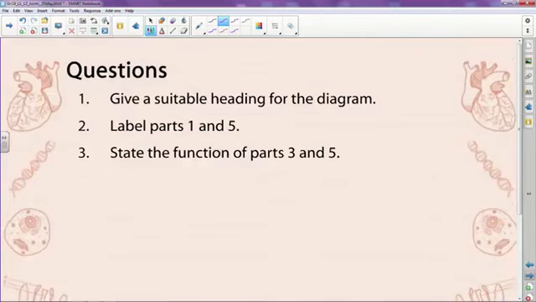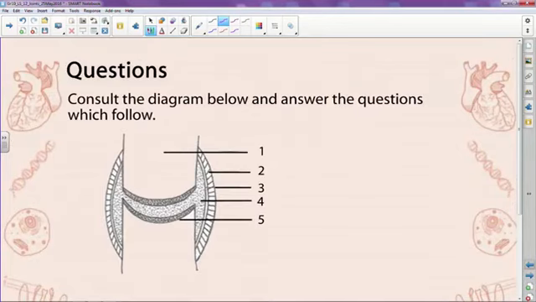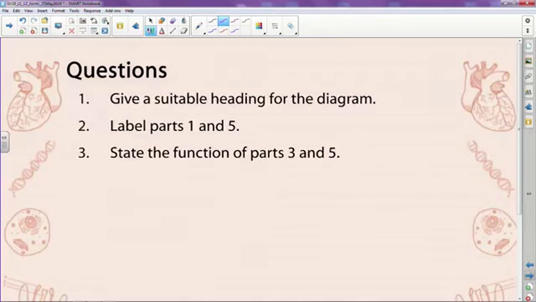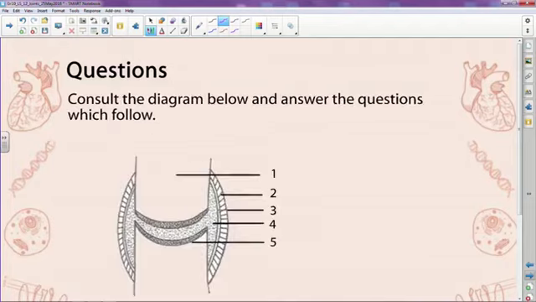Give a suitable heading, because if I go back to my diagram, it just said consult the diagram or look at the diagram below. It didn't tell me what I'm looking at. So for now, I actually need to say, okay, what am I looking at? What are the parts 1 to 5, and state the function of parts 3 and 5. So let's see if we go through the answers.